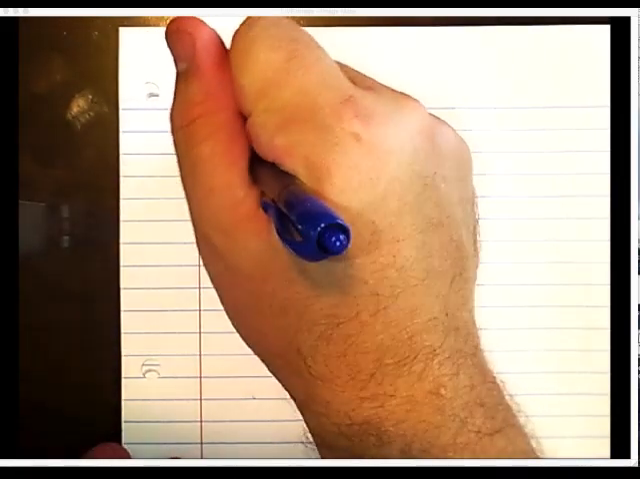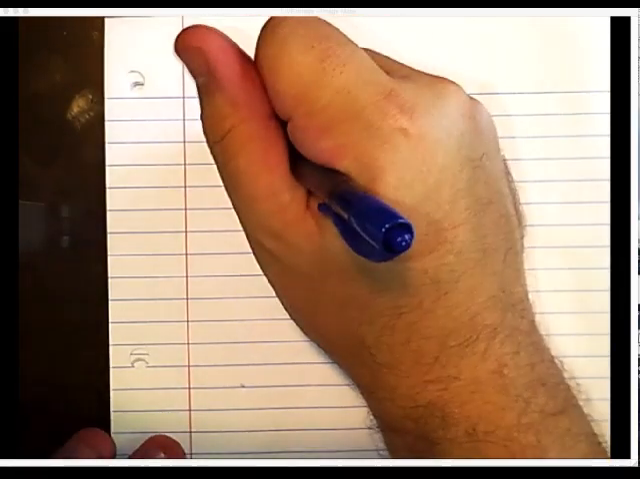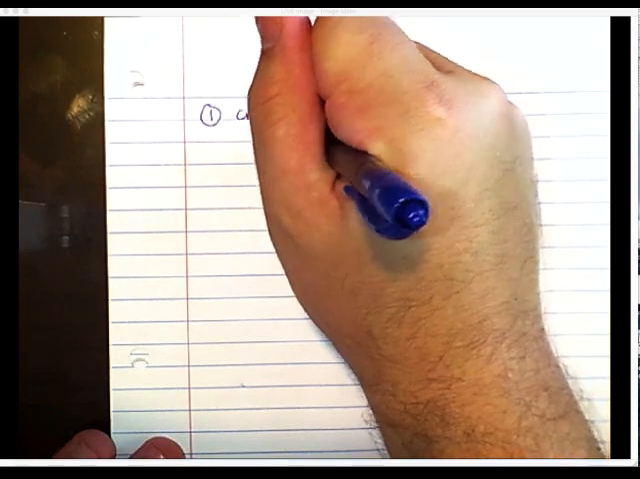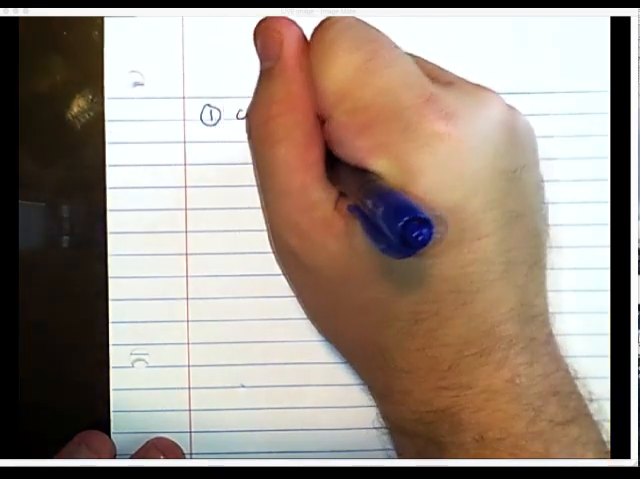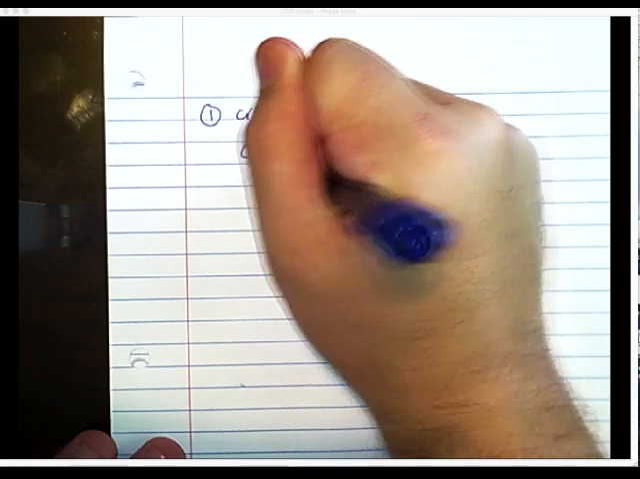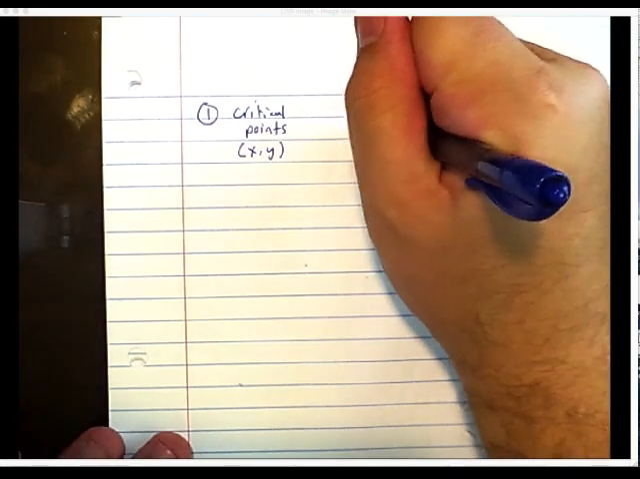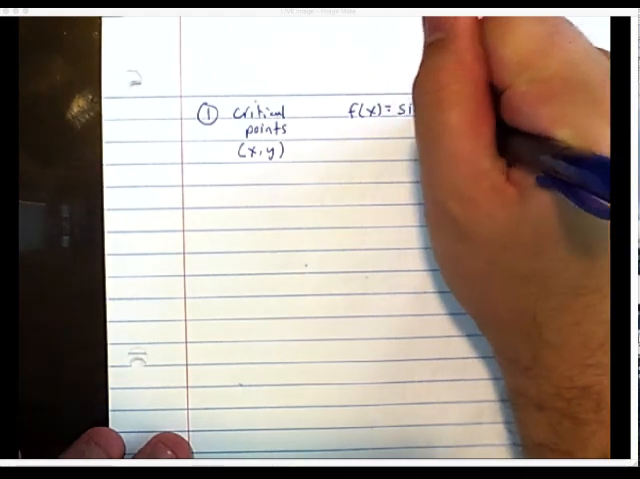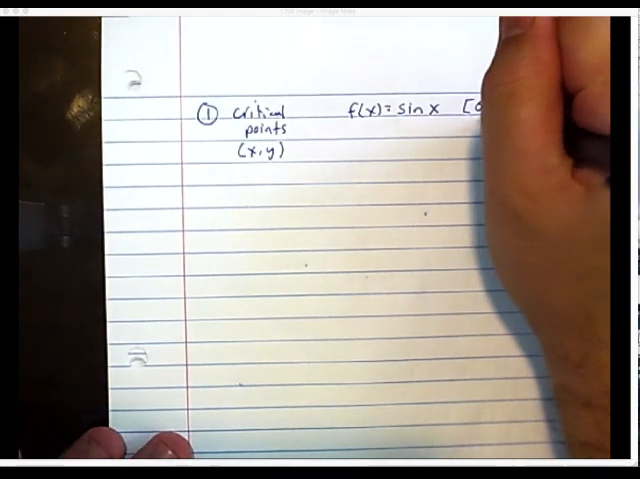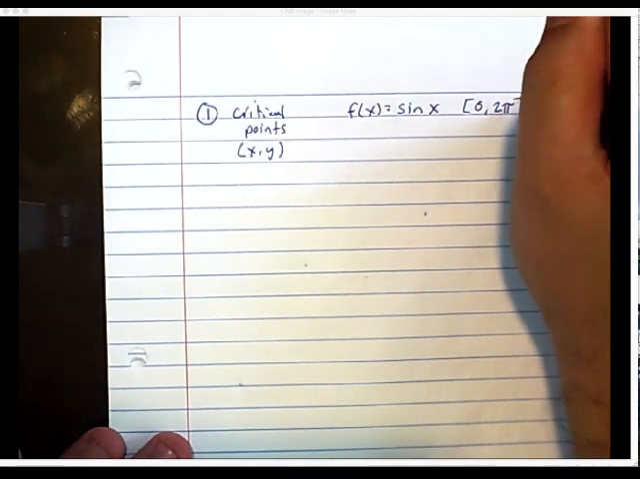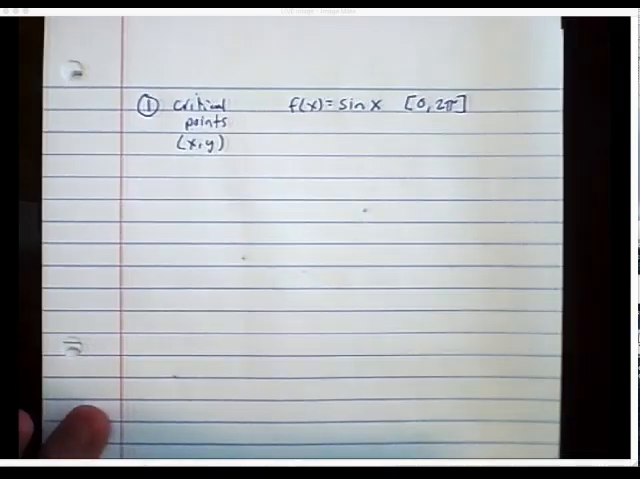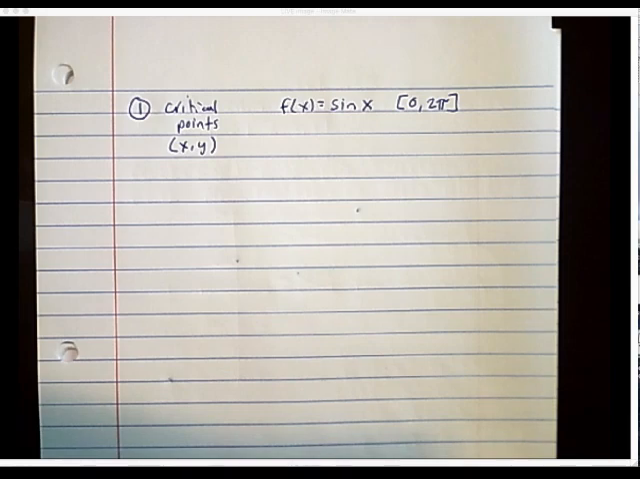Okay, so number 1 on the back says find the critical points. This is different than critical values. So they want the x and the y because they're asking for points. For f of x equals sine of x, just looking at the interval 0 to 2 pi. Okay. So how do I find critical points? It's just like critical values, but then plugging the x value back in.